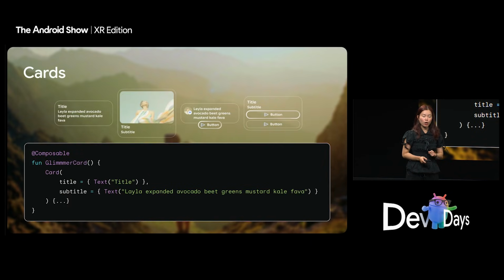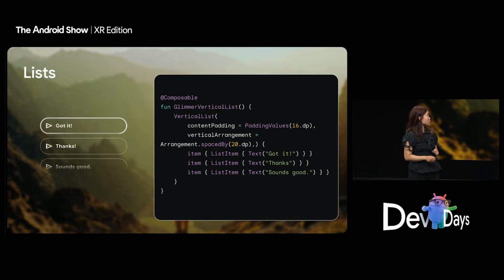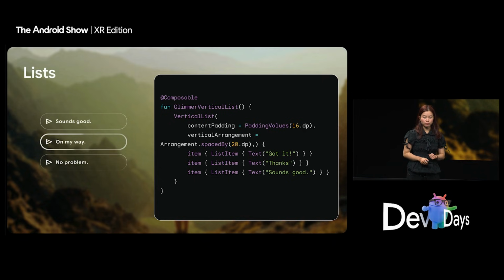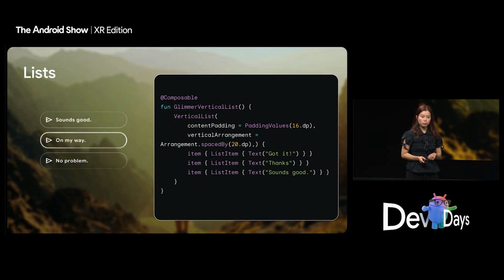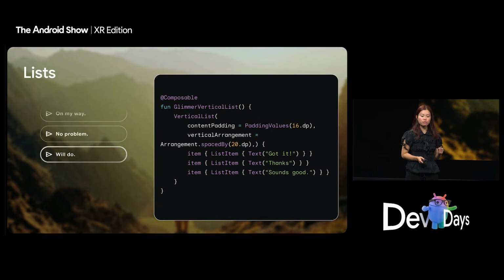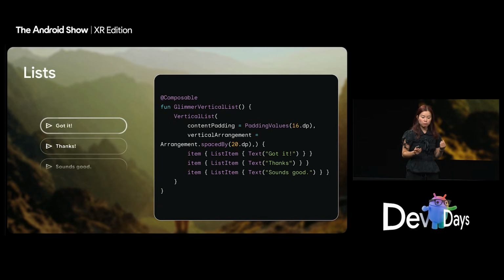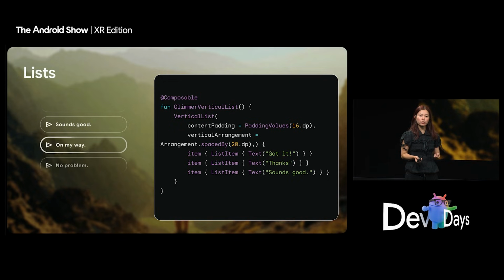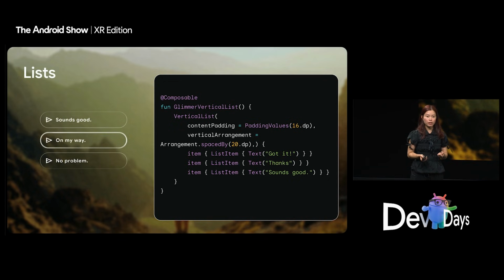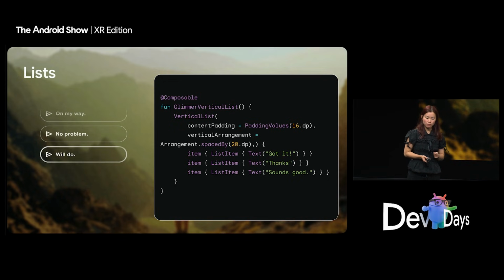Another example is the card composable. Cards are highly adaptable, supporting a combination of main content, optional titles and subtitles, and leading or trailing icons. Next, we have the list composable. Glimmer lists are vertically scrollable UI components that efficiently render only visible items. This is designed to provide specific behaviors and input compatibility for Android XR glasses apps.